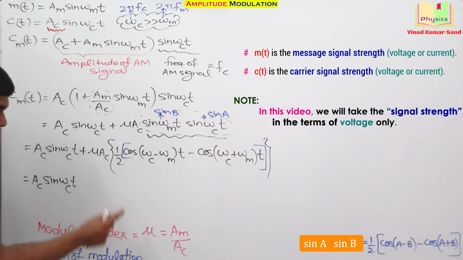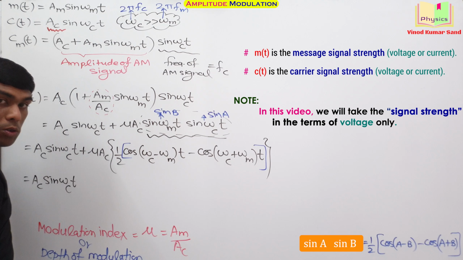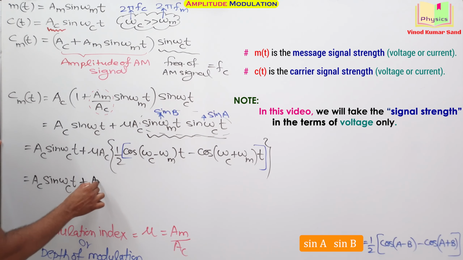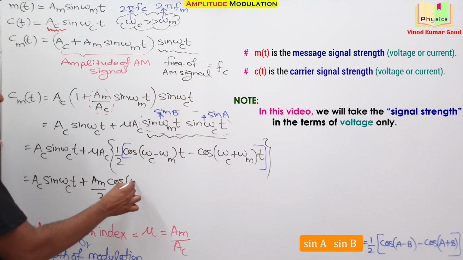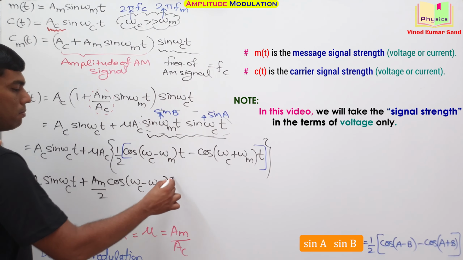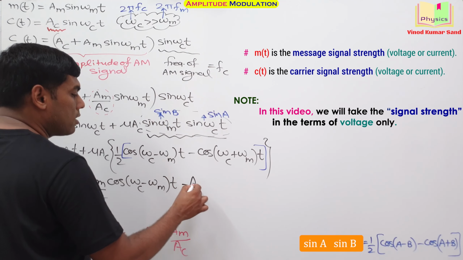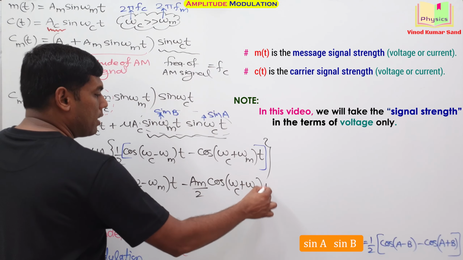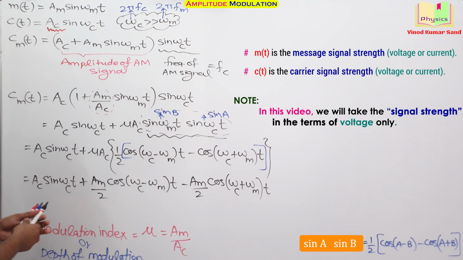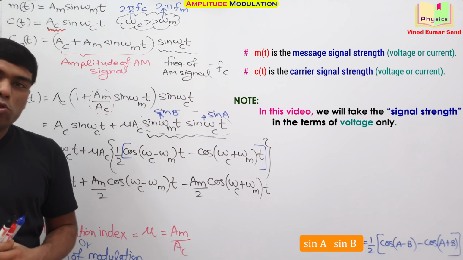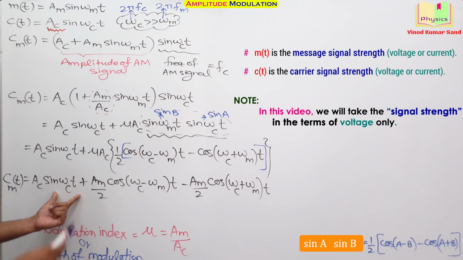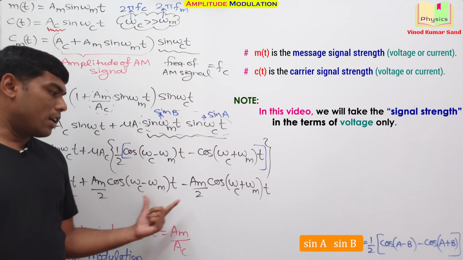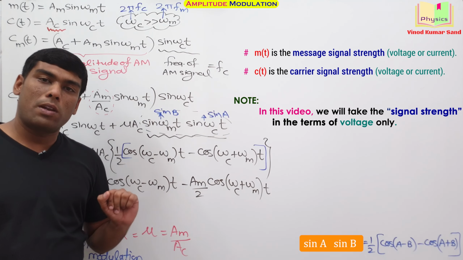This mu AC, from here you can write mu AC is equal to AM. So AM by 2 cos of omega c minus omega m and then t minus AM by 2 cos of omega c plus omega m and then t. This is the final expression for the AM signal CMT. So if someone asks you which frequencies are present in the AM signal, this one omega c as well as omega c minus omega m as well as omega c plus omega m.